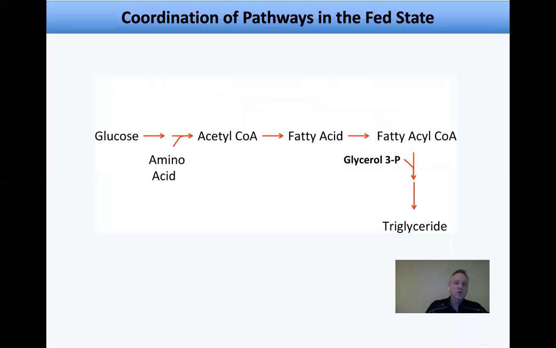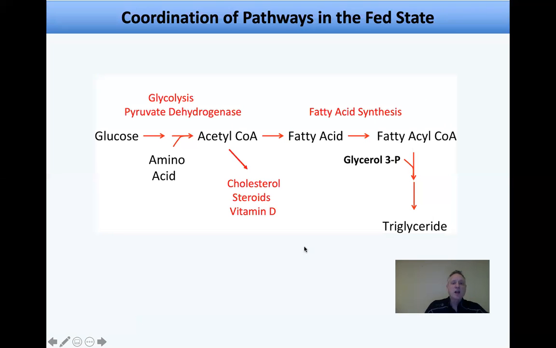So let's take a look how that works. So here's the pathway: glucose to acetyl-CoA. Amino acids can be converted into acetyl-CoA. Fatty acid to fatty acyl-CoA, and then the triglyceride. Here's the actual metabolic pathways which are being employed.